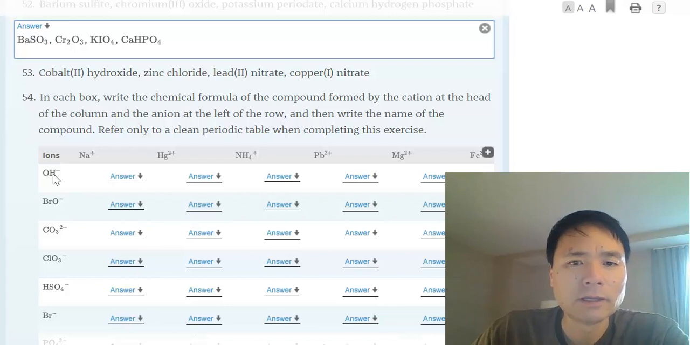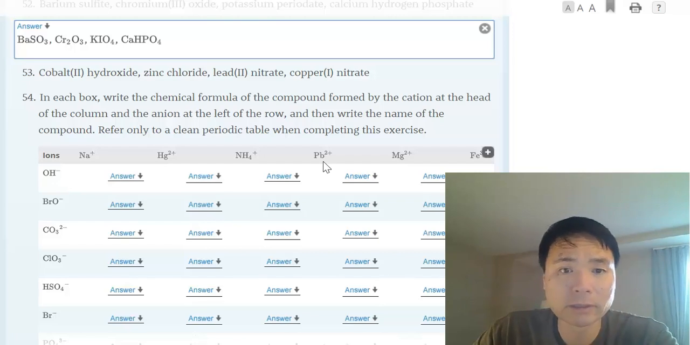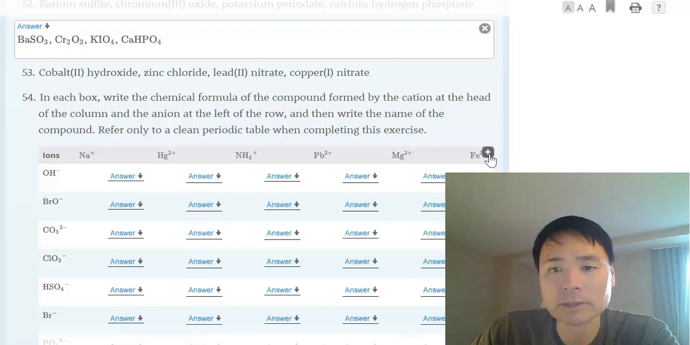Okay, this will be sodium hydroxide. Okay, what is this? Mercury 1 hydroxide. This is ammonium hydroxide. This is lead. Lead is a 2,4. Mercury is a 1,2. Sorry, this is mercury 2 hydroxide. Mercury 2 hydroxide. Lead is a 2,4. This will be lead 2 hydroxide, or plumbous. Magnesium is 2 plus. Magnesium hydroxide.